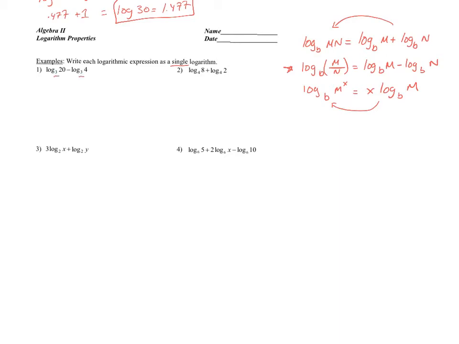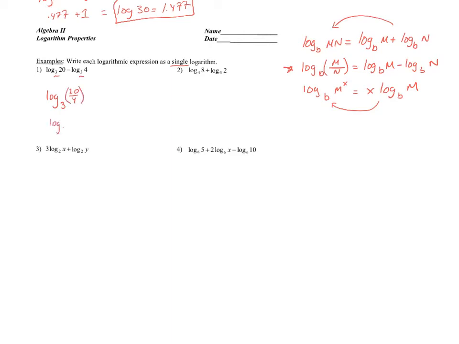If these logs did not have the same base, we would not be able to use these properties. But in this case, they have the same base, so the properties work. So when I put these guys together, I'll write down the log base 3. What am I going to do with my arguments? Well, if I work this property in reverse, I'm going to divide the arguments. So it'll be 20 over 4. And of course, now we can simplify that.